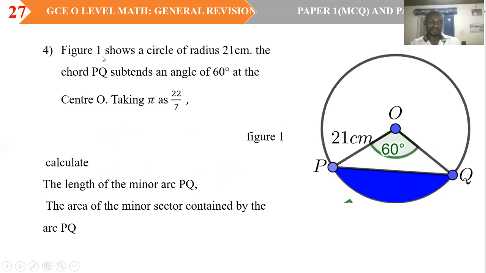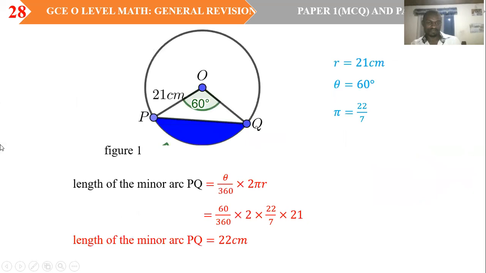Question 4. Figure 1 shows a circle of radius 21 centimeters. The chord PQ subtends an angle of 60 degrees at the center O. Taking pi as 22/7, calculate the length of the minor arc PQ. Now, this is the arc part of the circumference, PQ. It subtends an angle of 60 degrees. Part B says we should calculate the area of the minor sector contained by the arc PQ.